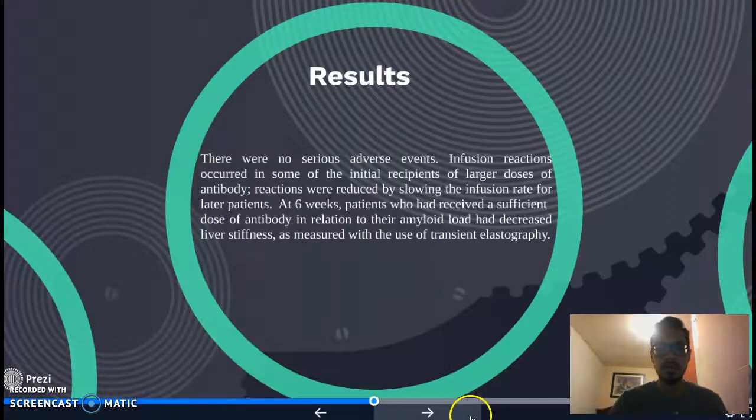So the results of this study, there were no serious adverse events. Infusion reactions occurred in some of the initial recipients of larger doses of antibody. Reactions were reduced by slowing the infusion rate for later patients. At 6 weeks, patients who had received a sufficient dose of antibody in relation to their amyloid load had decreased liver stiffness as measured with the use of transition elastography.